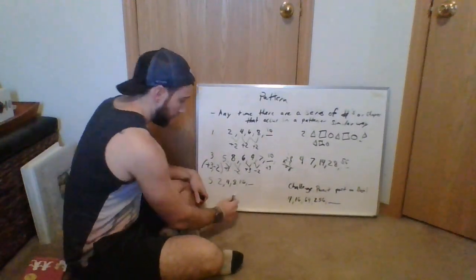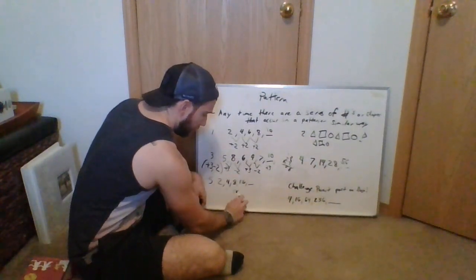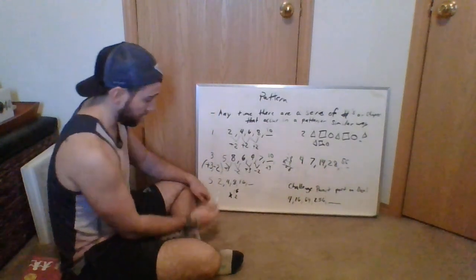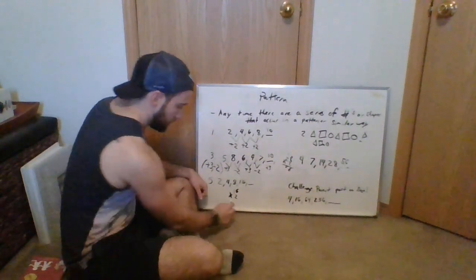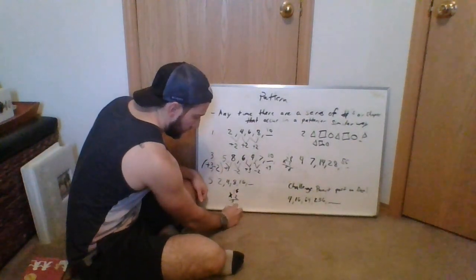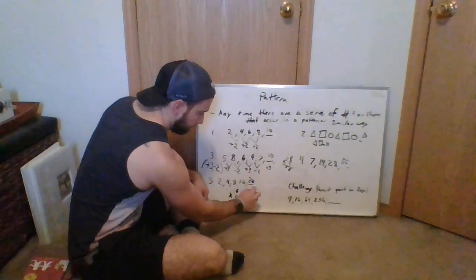Alright, so we're going to take our 16, and hopefully you figure this out, and we're going to multiply by 2. Our pattern is 2 times 2 is 4, 4 times 2 is 8, 8 times 2 is 16, 16 times 2 is 32.